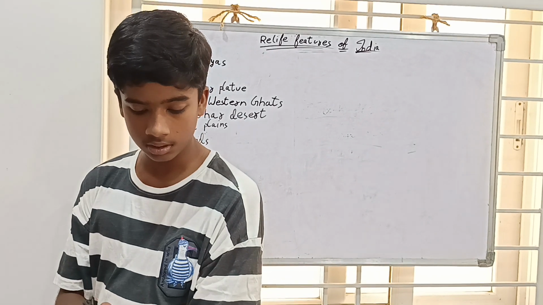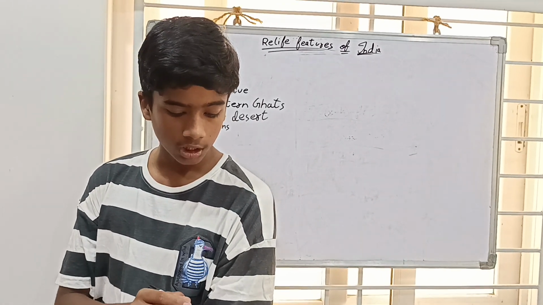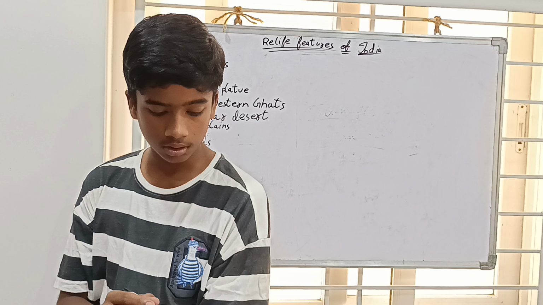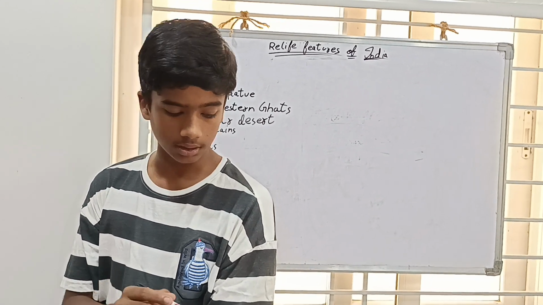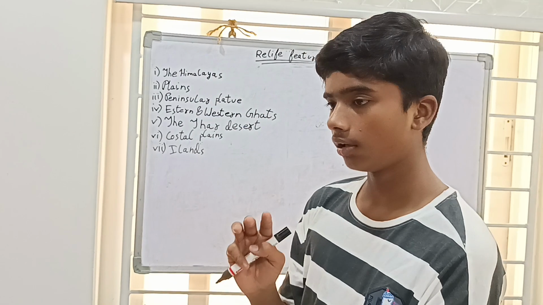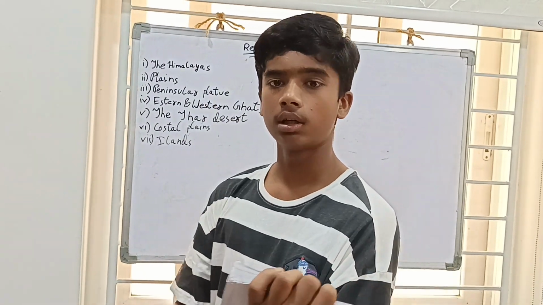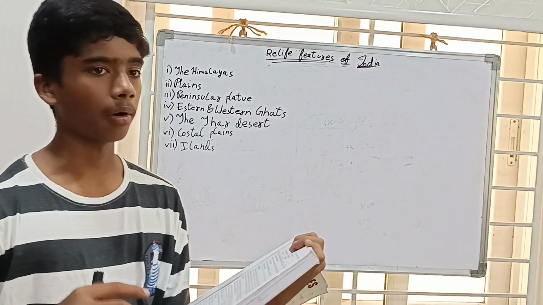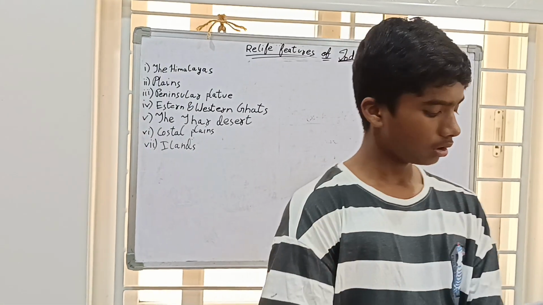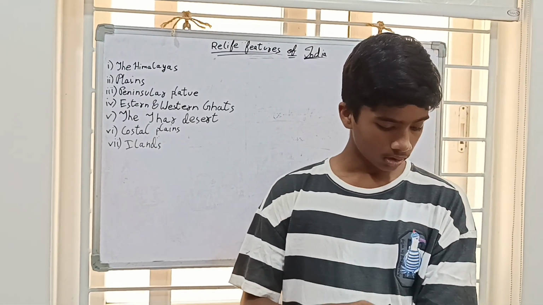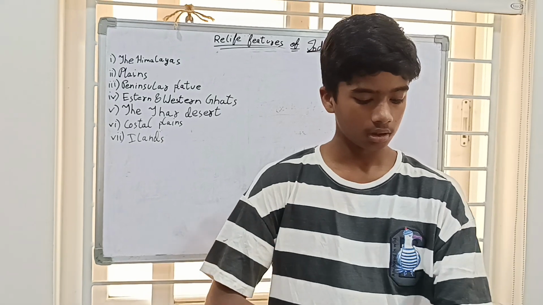The Himalayas comprise three parallel ranges. These ranges are separated with deep valleys and extensive plateaus. There are three ranges in the Himalayas: the Great Himalayas, the smaller Himalayas, and the middle Himalayas. Now, middle or lower Himalayas.